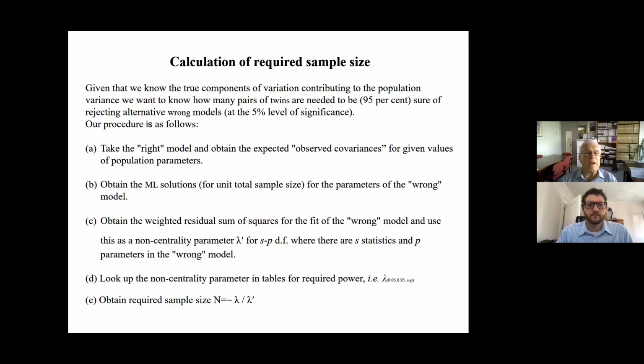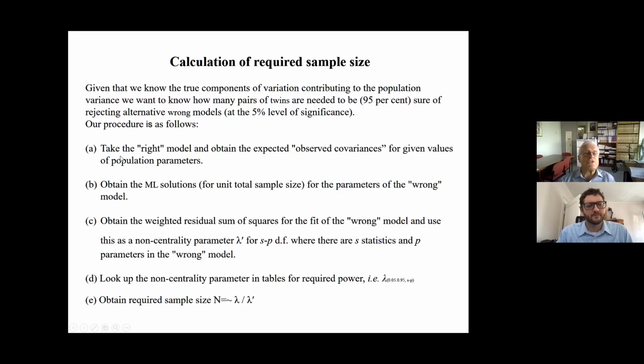And so the way we went about it was to ask the question, given that we know the true components of variation contributing to the population variance, how many pairs of twins are needed to be 95% sure of rejecting alternative wrong models at, say, the 5% level of significance. In fact, you can choose which numbers you want here, and I think people nowadays would work with 90% or even 80% sure, which is the power, and the 5% level of significance, I guess, still pertains for most people, depending, of course, on the number of tests that you do.